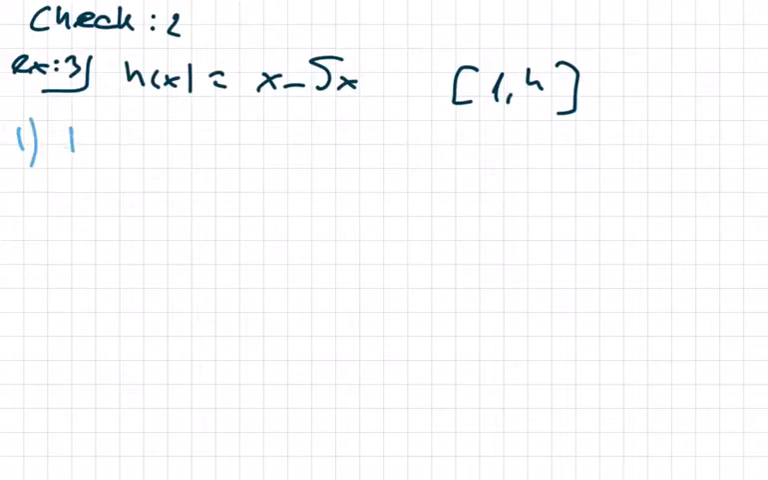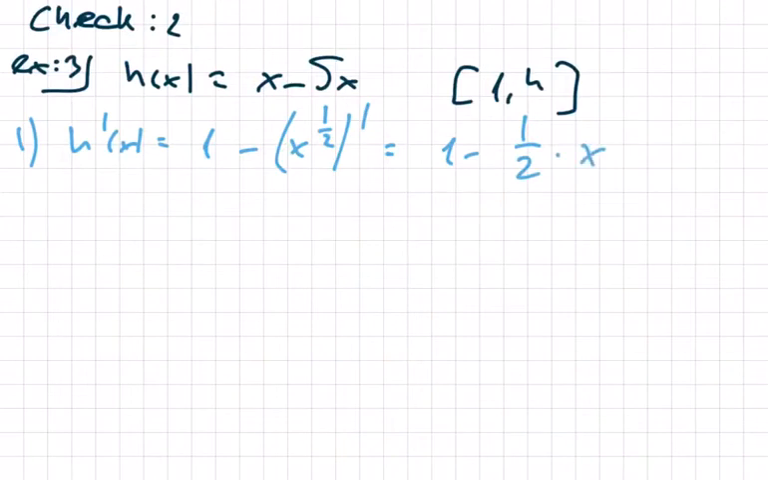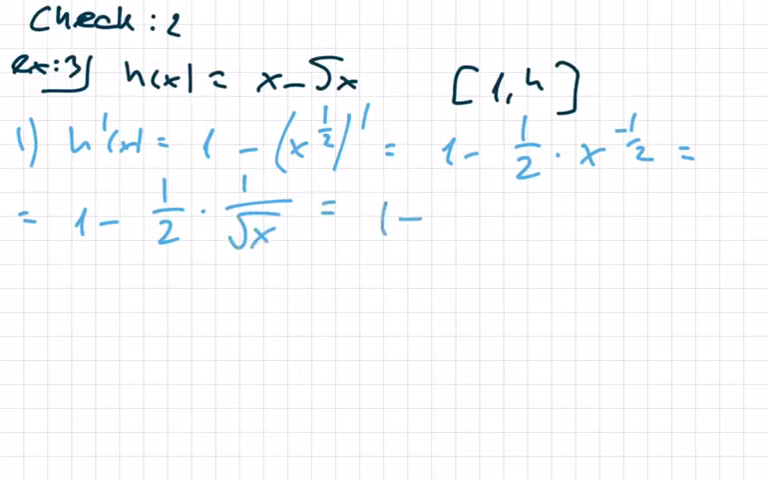Okay, first step, h prime of x. We have here 1 minus root x, which we can write as x to the power of 1 over 2, prime. It is equal to 1 minus 1 over 2 multiplied by x to the power of negative 1 over 2. And it is equal to 1 subtract 1 over 2 multiplied by 1 over square root x. And we have 1 minus 1 over 2 root x.